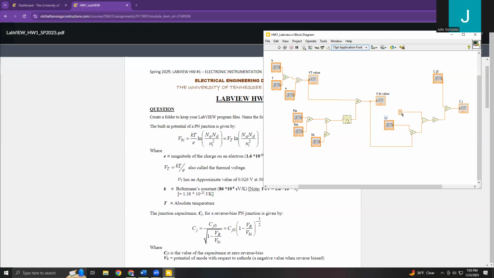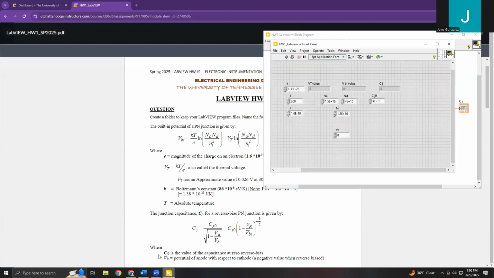After I did that, I squared my 1 minus this value. Then I used that value to divide my CJ naught value, just like it shows here. That's how you attain your CJ, which is your capacitance value.